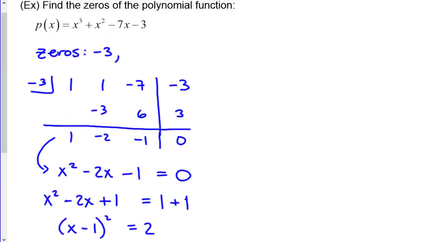So -3, and 1 plus or minus the square root of 2. So I did come up with 3 zeros. There's just one zero is 1 plus the square root of 2, and the other zero is 1 minus the square root of 2. So that gives me the 3 that I needed, because this was a cubic polynomial.